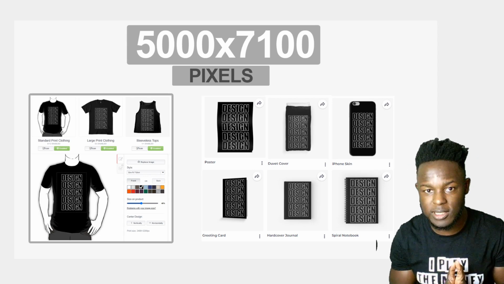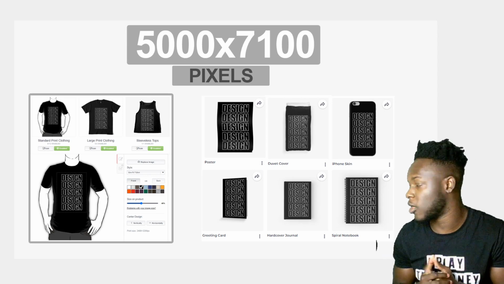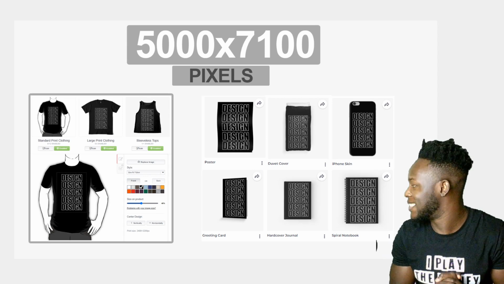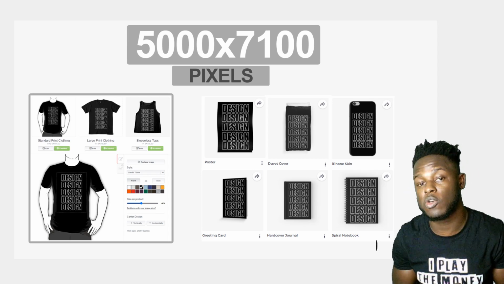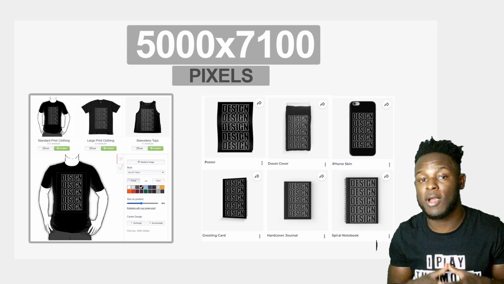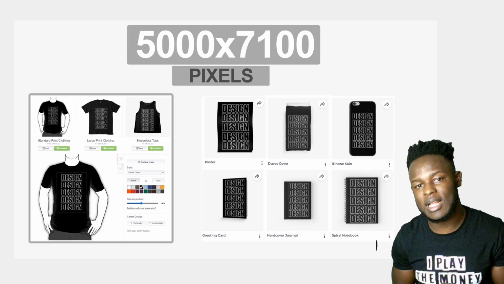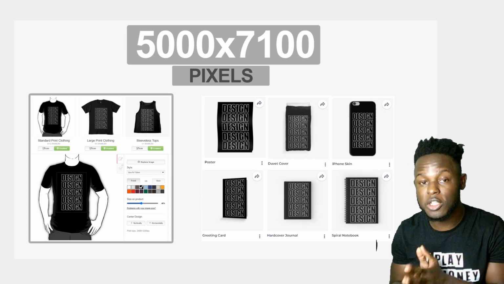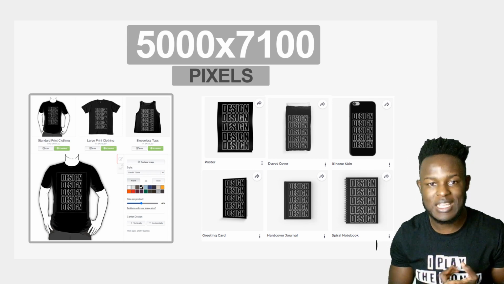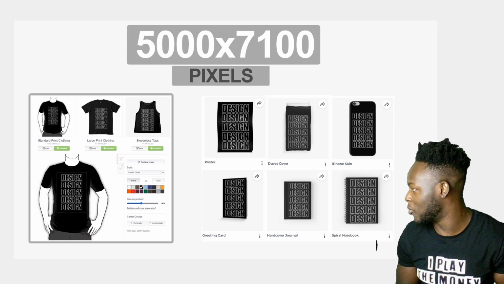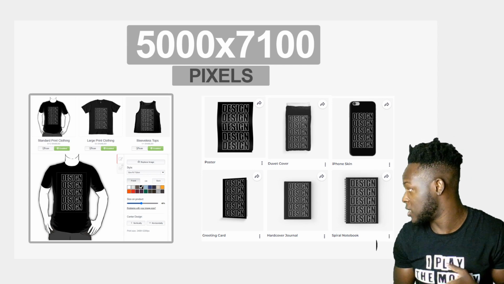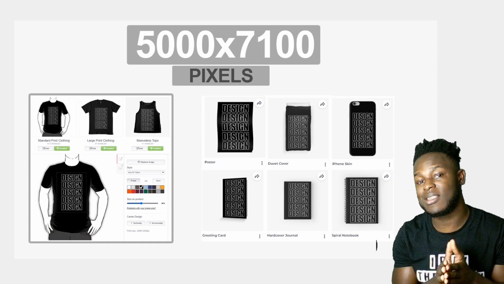But actually going into the dimensions, the ones we started off with are 5000 by 7100 pixels, and these are the dimensions that are recommended for posters on Redbubble. Through using these dimensions, I realized that they work perfect not just for posters, but for t-shirts, as you can see in the example, for bed covers. Now when I say bed covers, I mean the duvet cover.